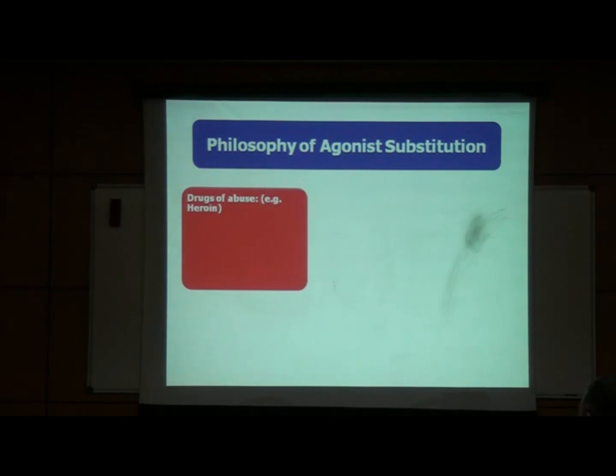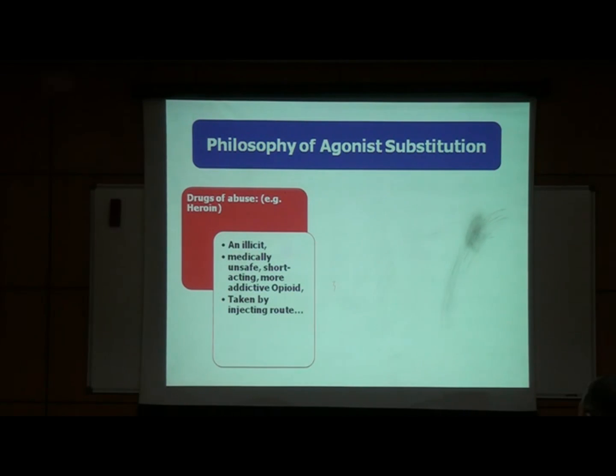And what's the philosophy here? Person who is taking a drug like this. What kind of drug is heroin? It's illegal, medically unsafe, short-acting. This is the most important aspect. It's a short-acting drug, hence he has to take it 3 or 4 times a day. It's taken by a dangerous route, the injecting route.